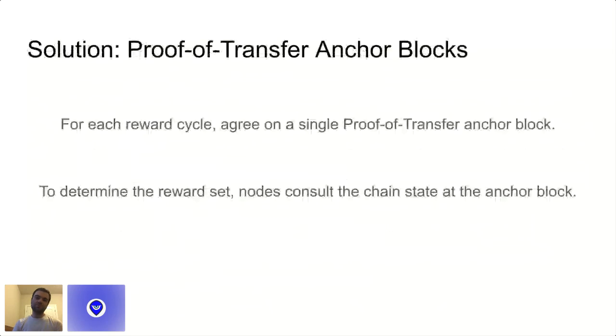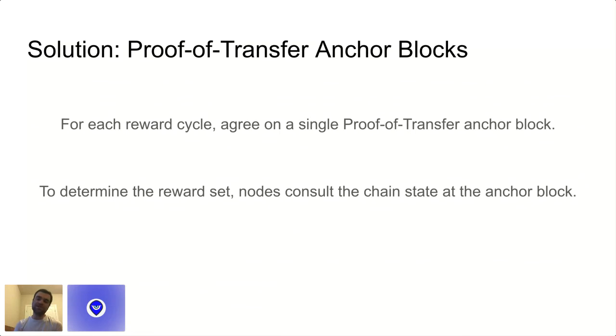So what's the solution? The solution is a concept that we call proof of transfer anchor blocks. The intuition behind proof of transfer anchor blocks is that for each reward cycle, we want to get every node in the network to agree on a single block, the proof of transfer anchor block. And this block has the property that if you want to determine the reward set for a particular reward cycle, nodes only have to consult the chain state at the time of that anchor block.